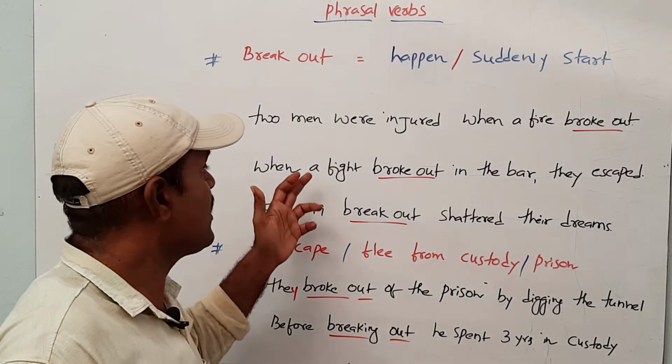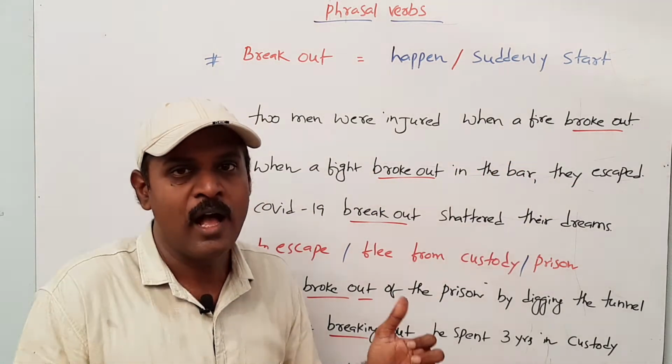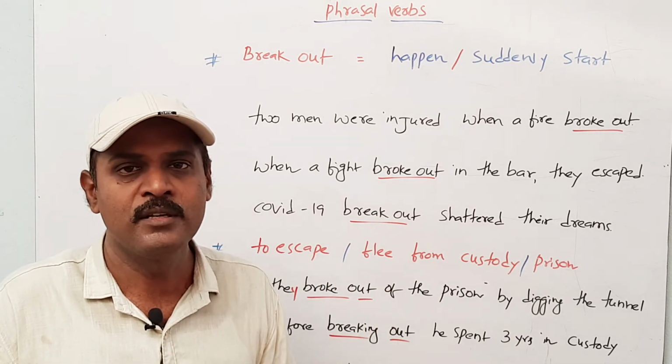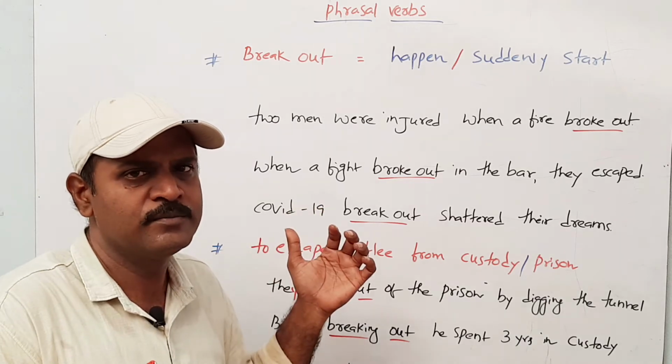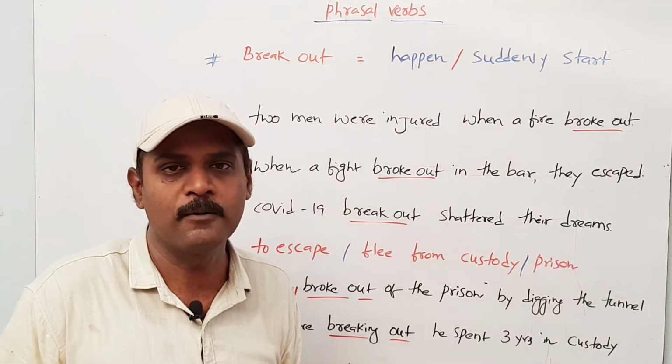Next one. When a fight broke out in the bar, they escaped. After knowing the situation, it may be some kind of dangerous. Suddenly, they escaped from the scene because a fight broke out among the drunk people in the bar.